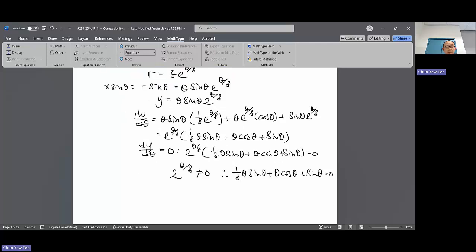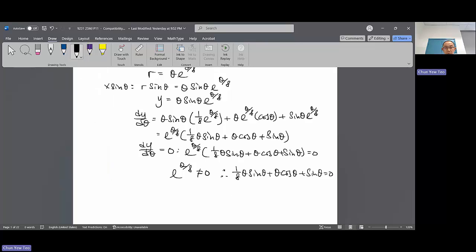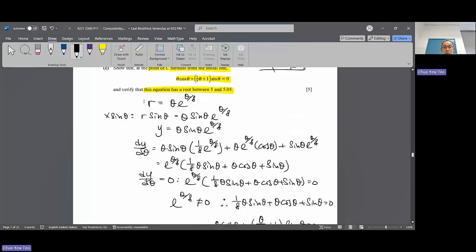Okay, so just arrange them again as what the question wants. So what the question wants is theta cos theta plus theta over 8 plus 1, sine theta equal to 0. This is what the question wants. As shown, okay, so shown.